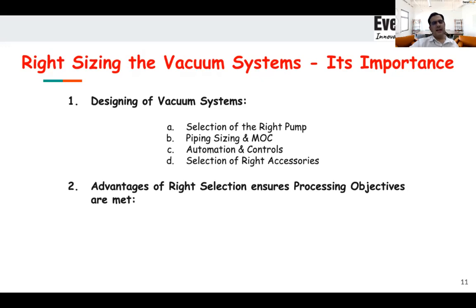Advantages that come with the right selection, ensuring process objectives are met. Number 1, vacuum levels are achieved. Pumping speeds that are desired are achieved. Why do pumping speeds become important? If we have the right pumping speeds, we will be able to achieve the right cycle times. With a smaller pump, cycle times will become very high. With a bigger pump, maybe we will not be able to complete the process as per our desired requirements, or we will be spending extra power.